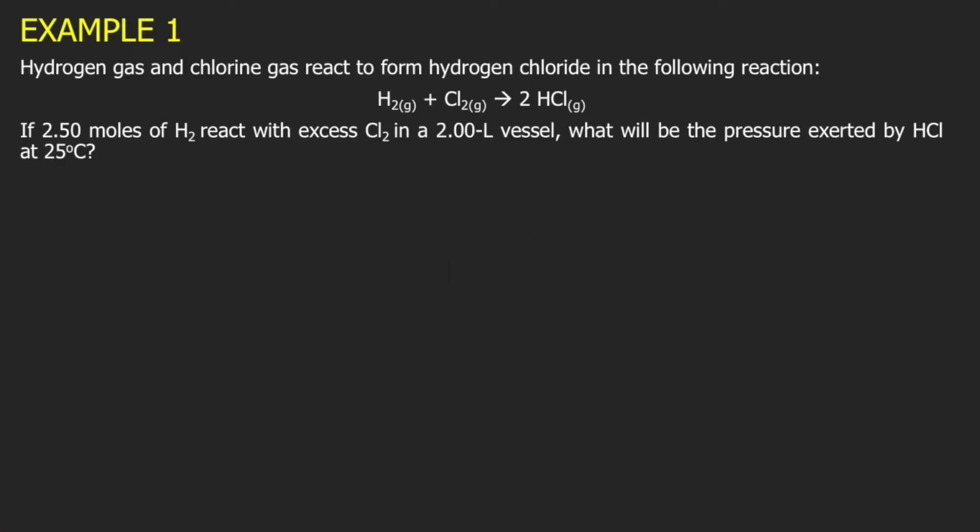So for example 1, hydrogen gas and chlorine gas react to form hydrogen chloride in the following reaction. The reaction is given below. If 2.50 moles of H2 react with excess Cl2 in a 2-liter vessel, what will be the pressure exerted by HCl at 25 degrees Celsius? So in this problem, we are given 2.50 moles of hydrogen gas. The first step in solving this problem is the stoichiometry part.